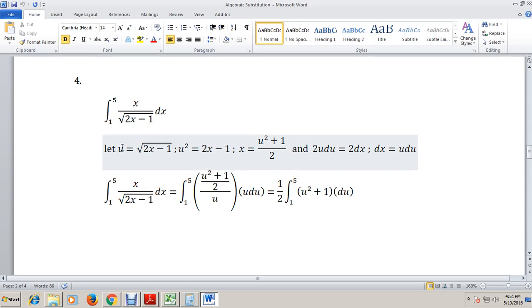Now, if you solve for x, first u squared is equal to 2x minus 1. From here we solve for x. x becomes u squared plus 1 over 2. So we can replace x with u squared plus 1 over 2. Also, we need to find a representation for dx. If we find the derivative of this expression, this becomes 2u du is equal to 2 dx. We solve for dx, and that becomes u du.